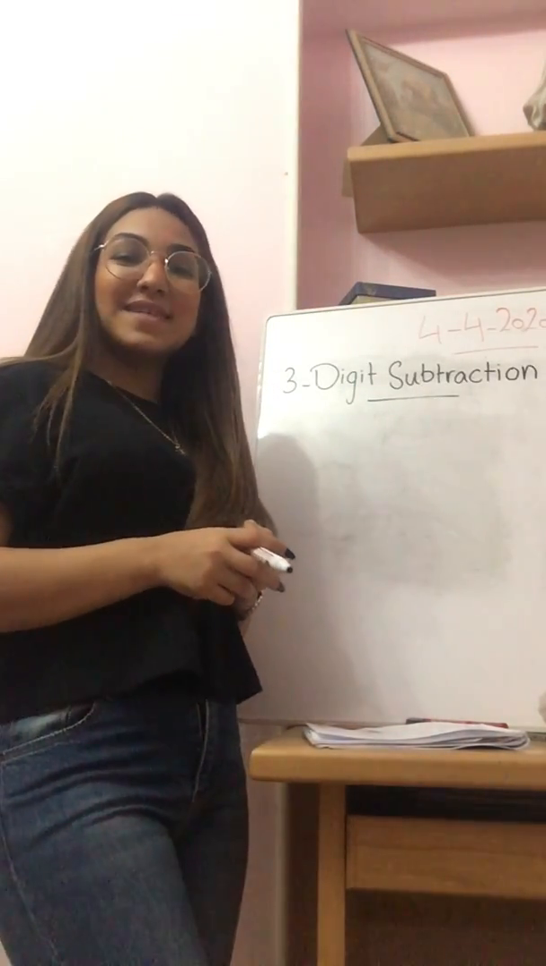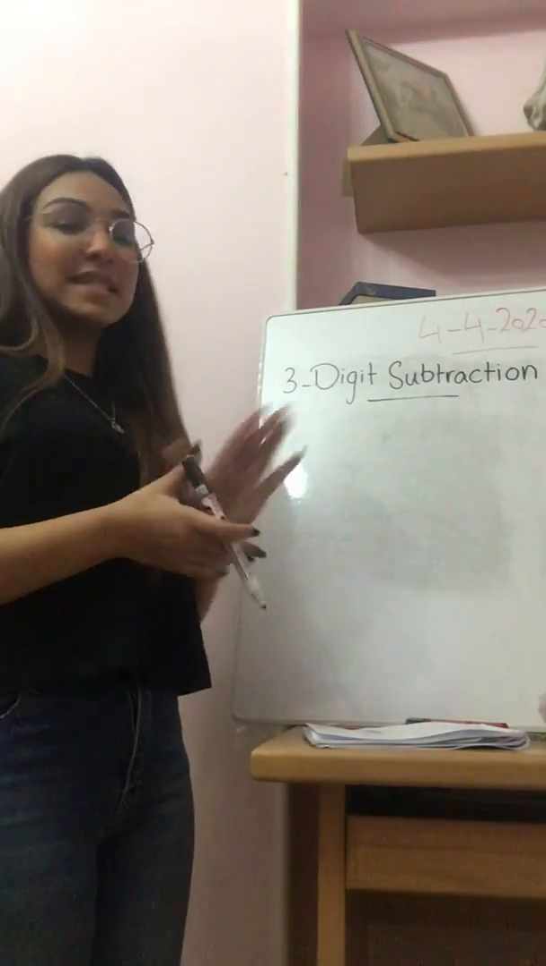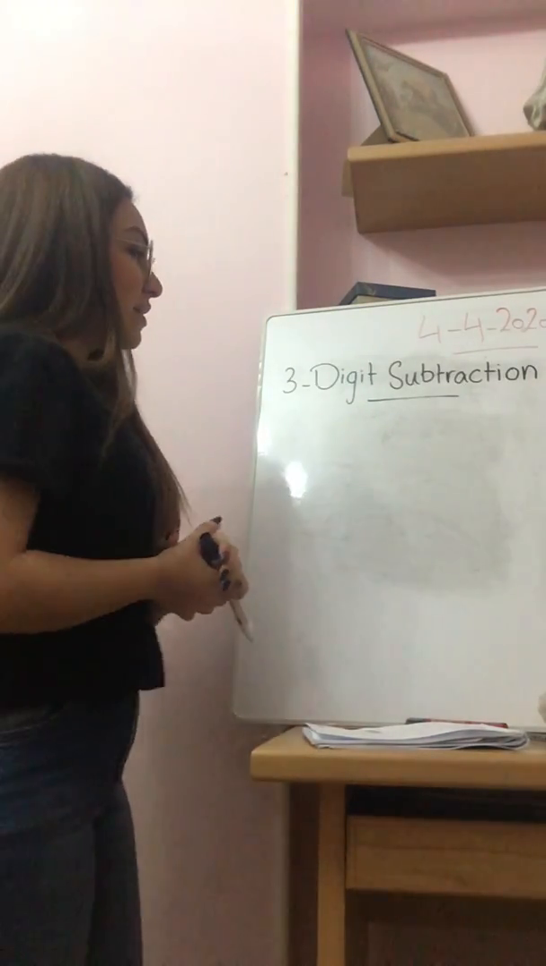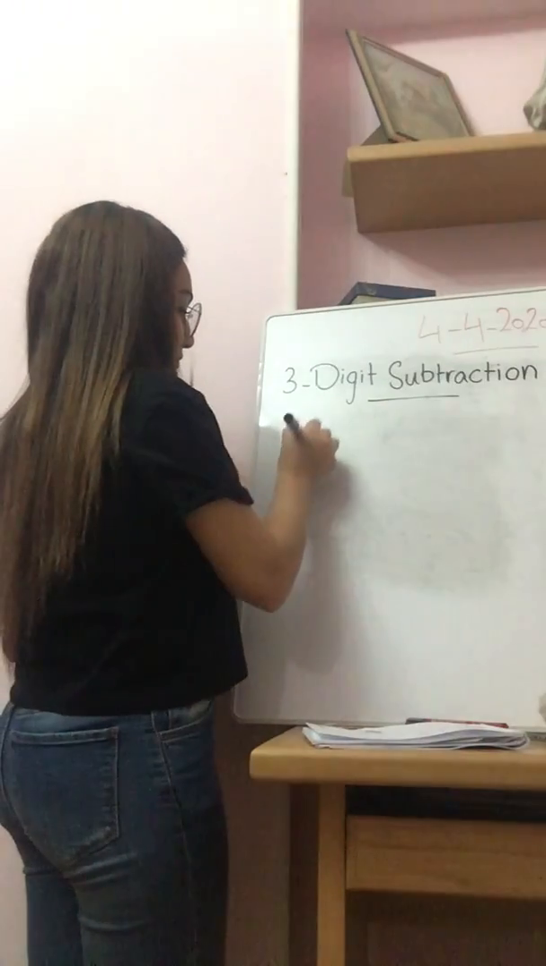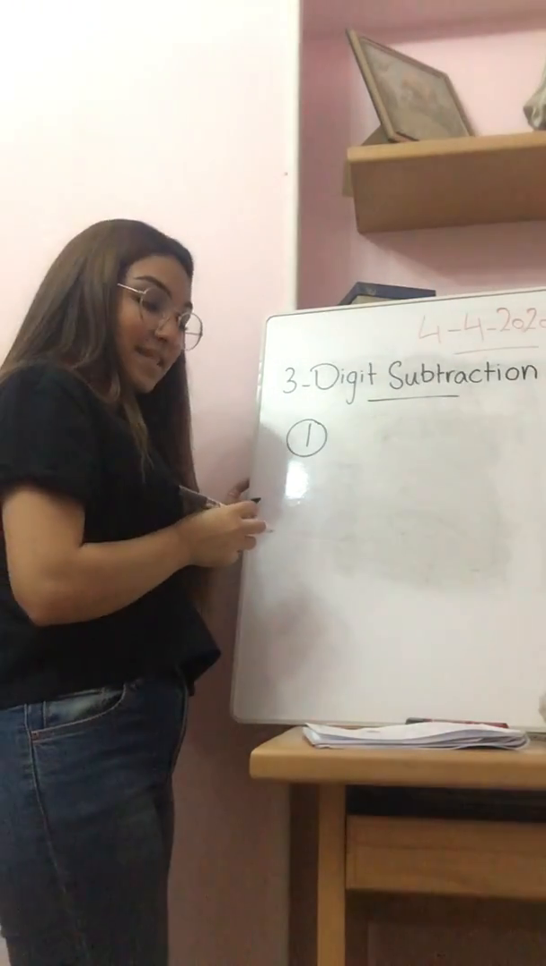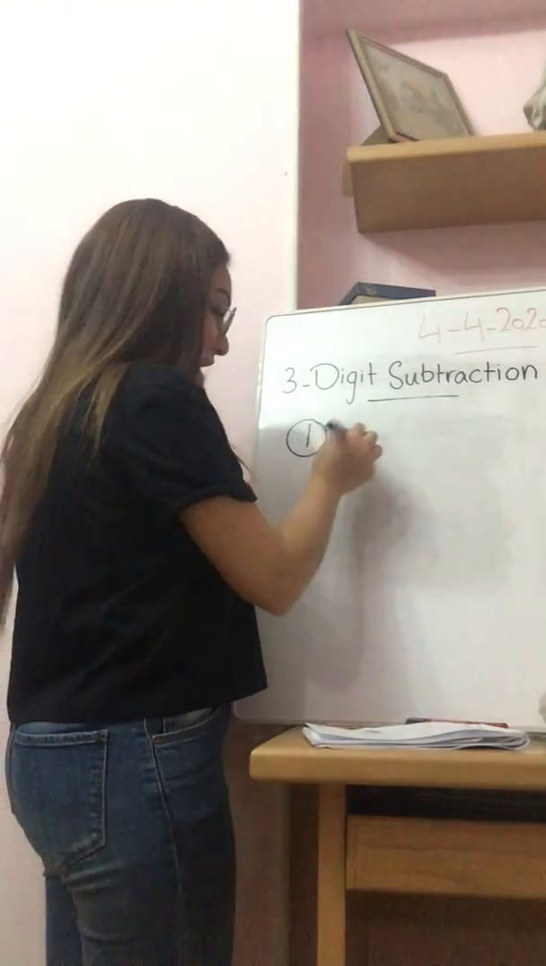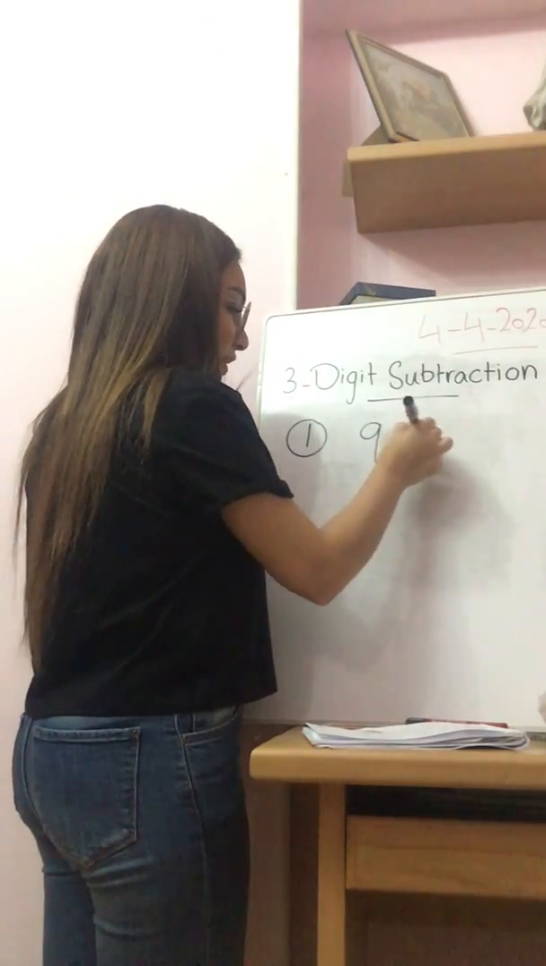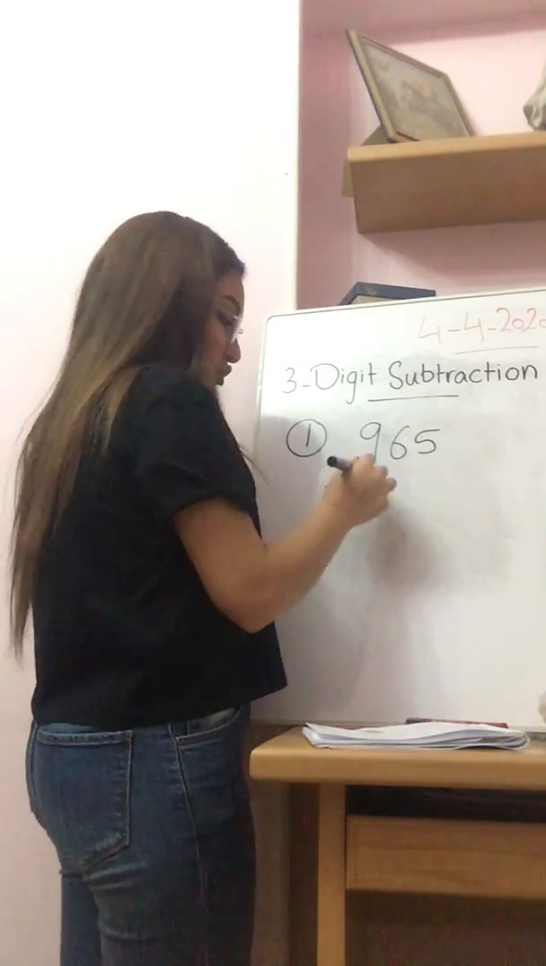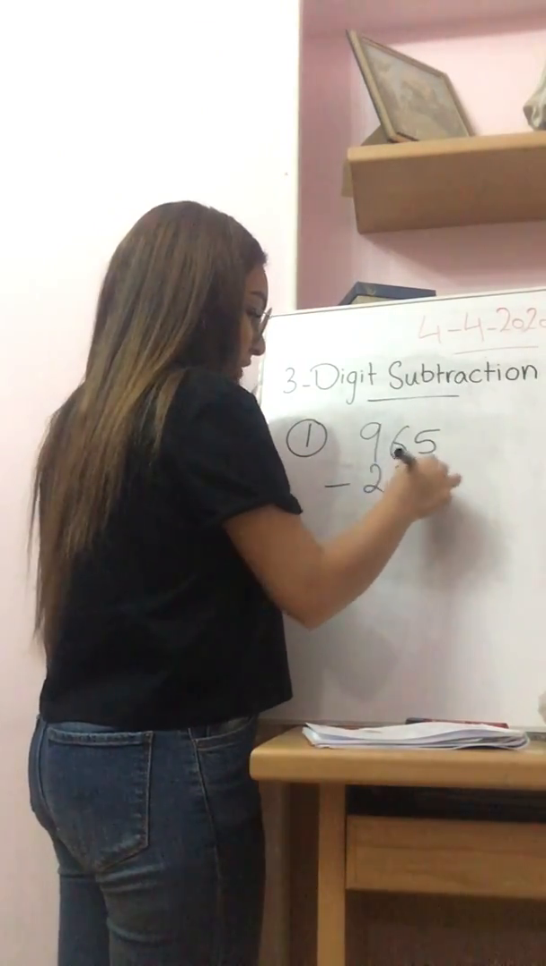Today, we are going to explain three-digit subtraction. The first exercise is 965 minus 238.